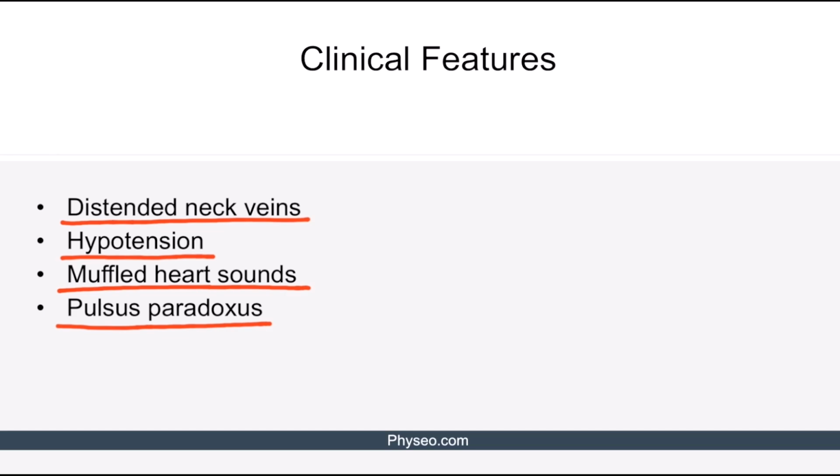And those top three, distended neck veins, hypotension, and muffled heart sounds, are collectively known as Beck's triad. And when you have all of those present, which thankfully you can identify clinically, you have Beck's triad fulfilled, which makes you think of cardiac tamponade.